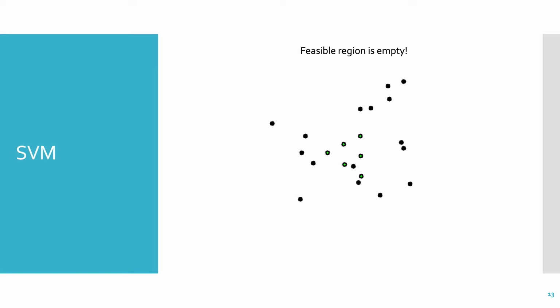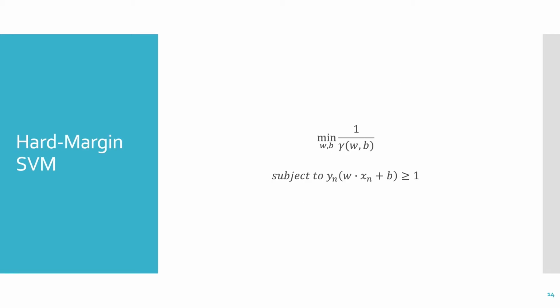In this example, we have green points and black points. They're all mixed together, so we wouldn't be able to draw a line and perfectly separate them. This formulation of an SVM is only good when we have linearly separable data. It's called a hard margin SVM because the constraints are hard.